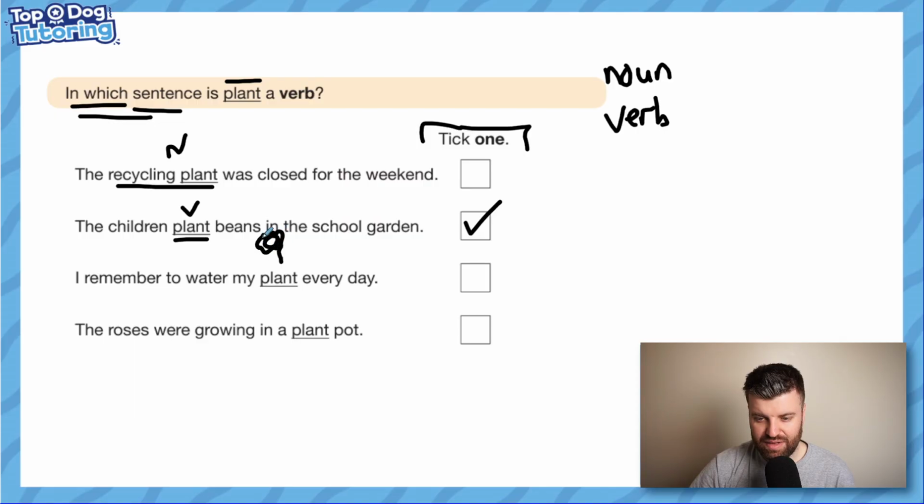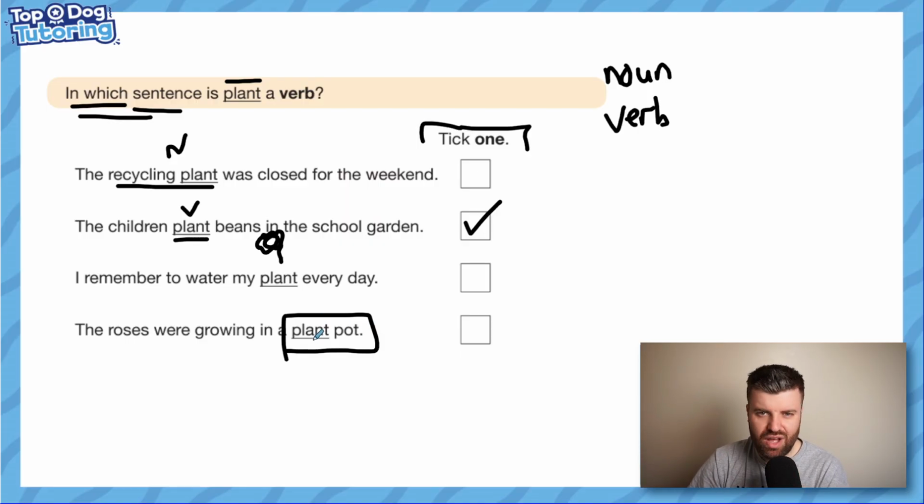There's my lovely flower. I'm not an artist, guys, as you can tell, but that's a noun. The roses were growing in a plant pot. Now that is part of a noun there. It's not used as a verb, okay? And if we're ever unsure, we think, oh, is that a verb? A plant pot? Are we talking how we're planting the pot?